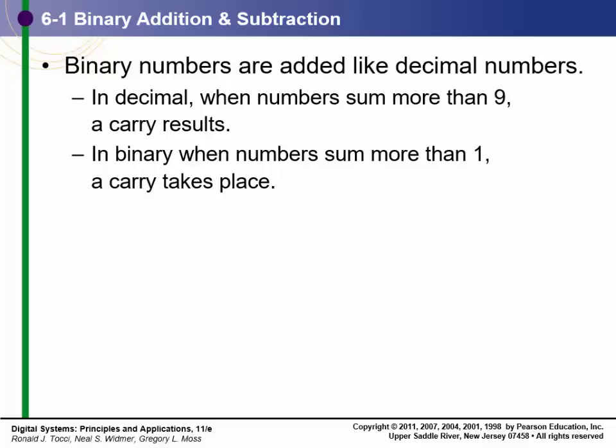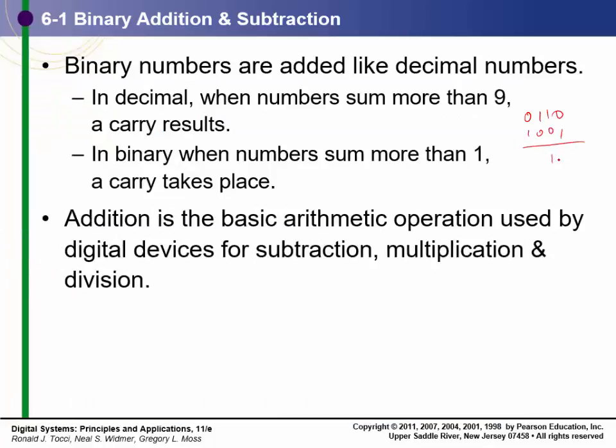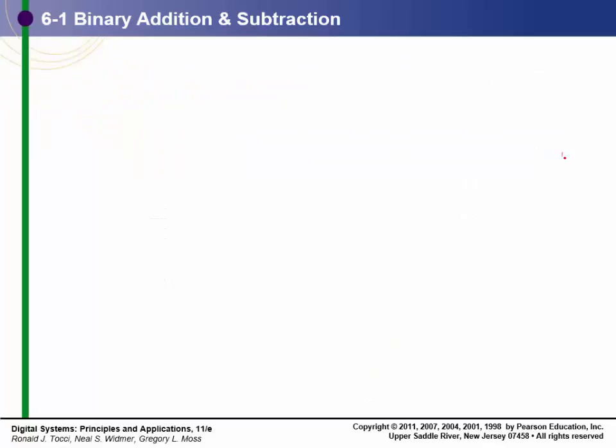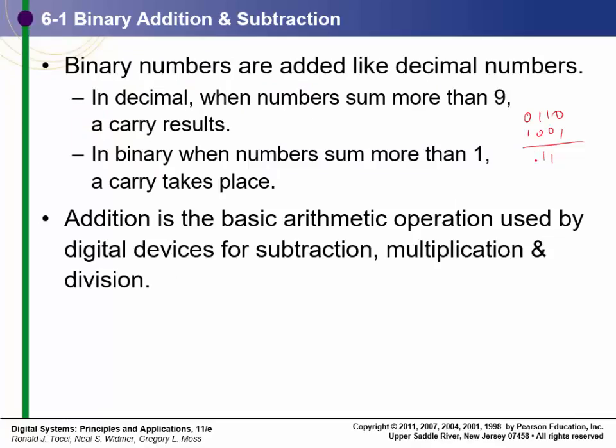So when we add the numbers 0110 to 1001, in that particular case we're going to get 1111. There's no carries. But if we add 1000 to 1001, we're going to end up with a 0001, and then a carry out over to the next digit.